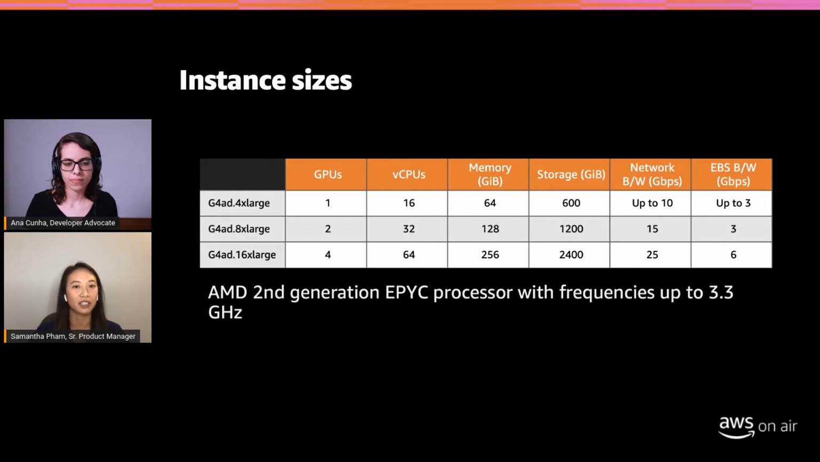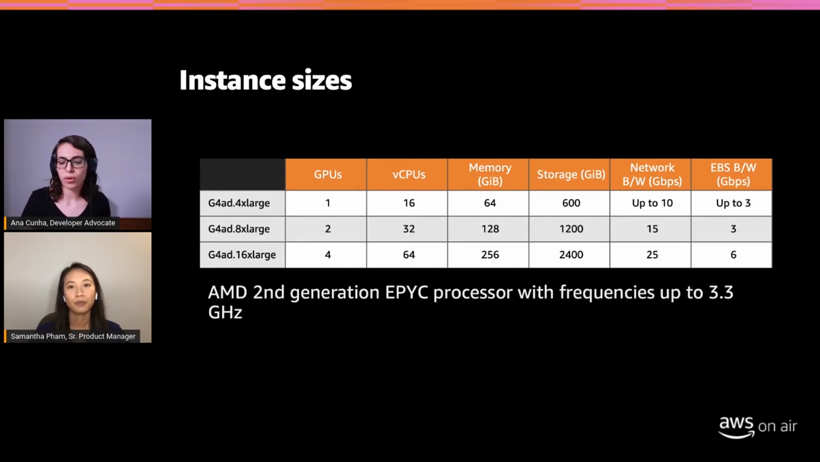For graphics use cases, G4DN is still going to be really great for those customers that have reliances on NVIDIA's software and libraries like CUDA and NVENC for encoding. And then G4AD is going to be for those customers that really want to cost optimize those use cases on the graphics side. Yeah, that makes sense.